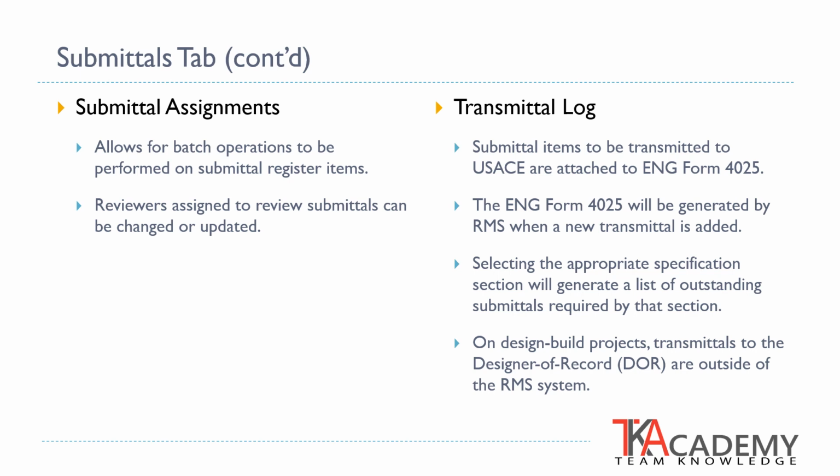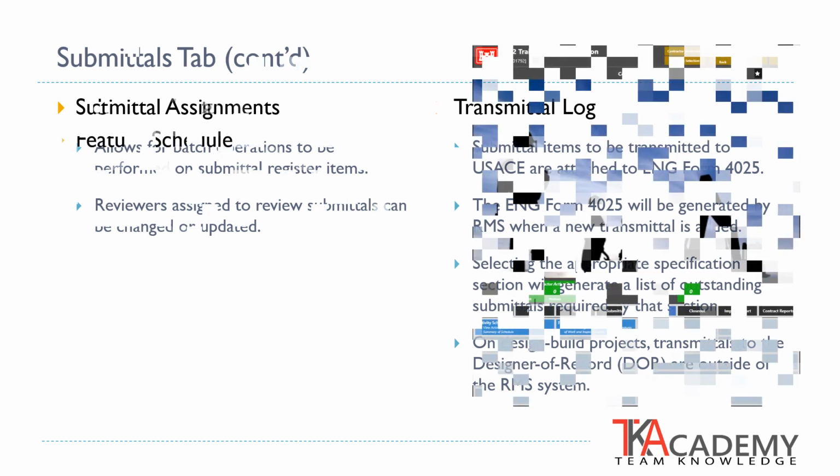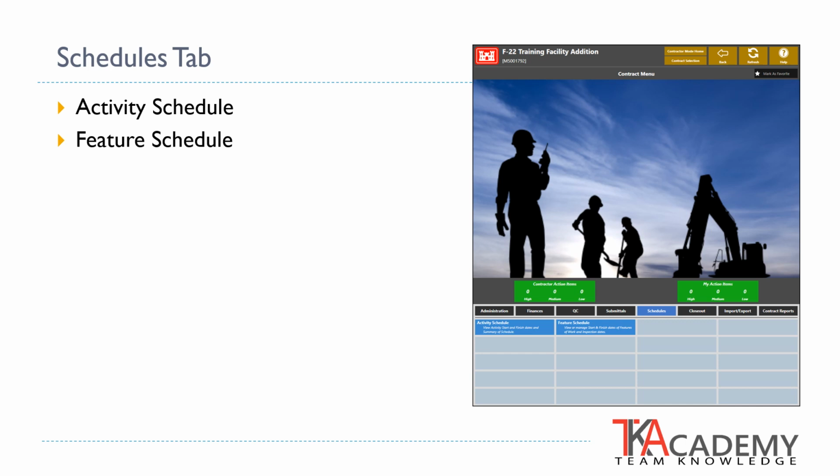All submittal items are transmitted to the U.S. Army Corps of Engineers using Engineer Form 4025. This form is automatically generated within RMS when a new transmittal is entered. The next tab within the Contractors module is the Schedules tab. This includes the features of Activity Schedule and Feature Schedule.